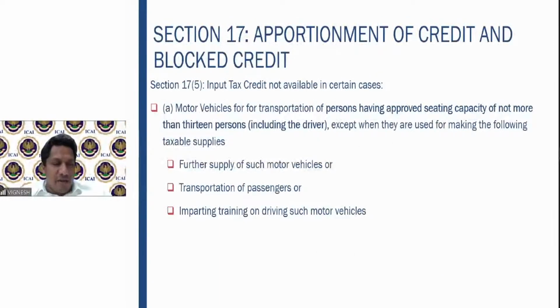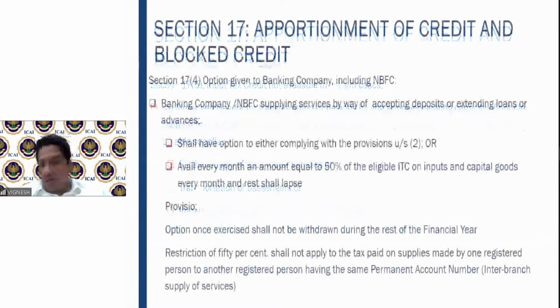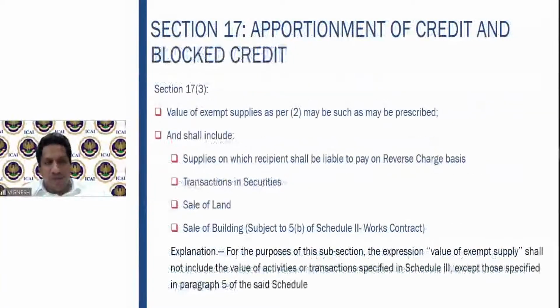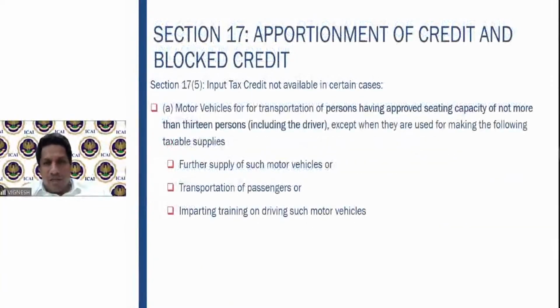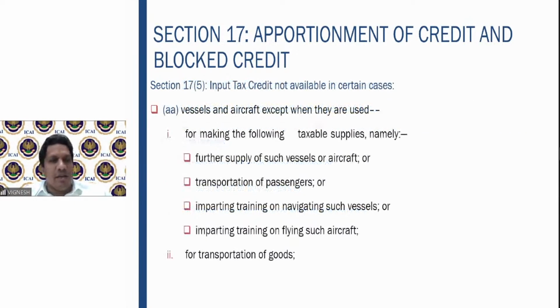Section 17 subsection 5, again very, very important from the examination point of view, gives a list of input tax credits which are not eligible from the GST perspective. So what all is given here? Motor vehicles for transportation of persons having approved seating capacity of not more than 13 persons, except when they are used for making the following supplies: further supply of motor vehicles, transportation of passengers, or imparting training on driving. In these three particular cases, you can claim the respective input tax credit.